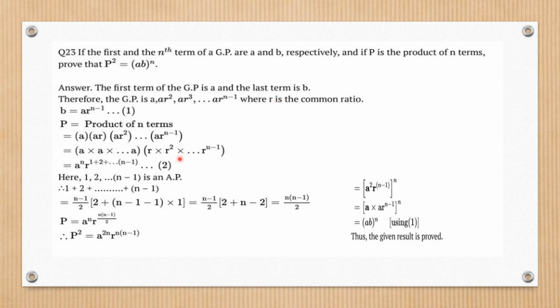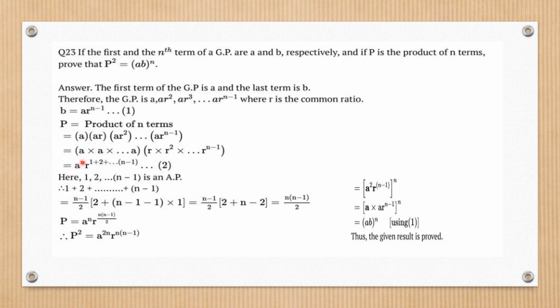Let us start by separating a. How many times is it multiplied? It is multiplied n times. So it is like a into a, and so on, up to a, n times. And the second one is r. R starts from r to the power 1, r square, and so on, up to r raised to power n minus 1. So a is multiplied n times, that means it will become a raised to power n.